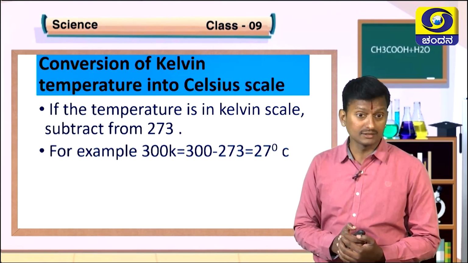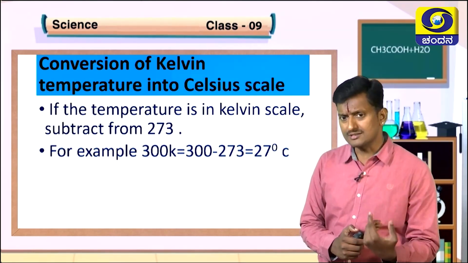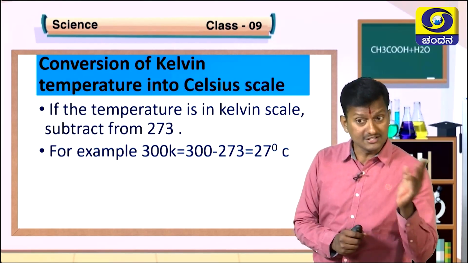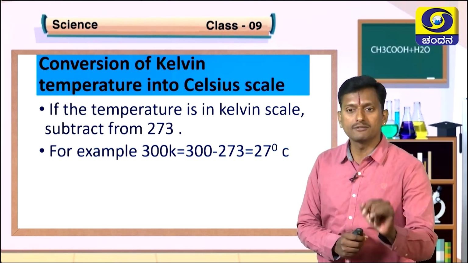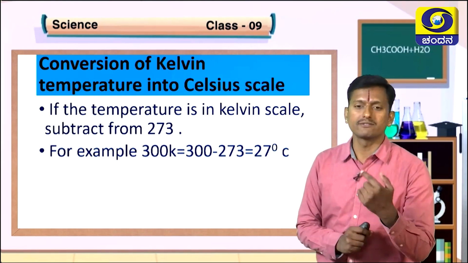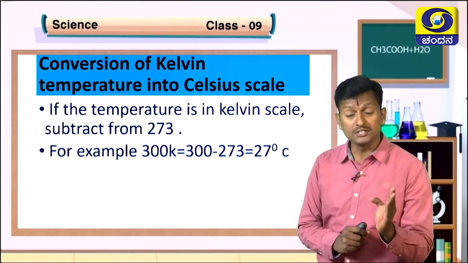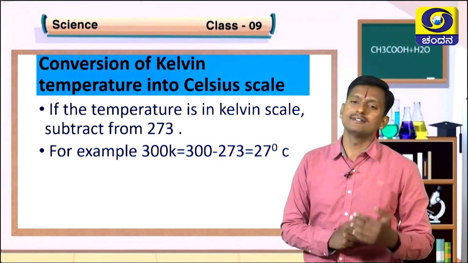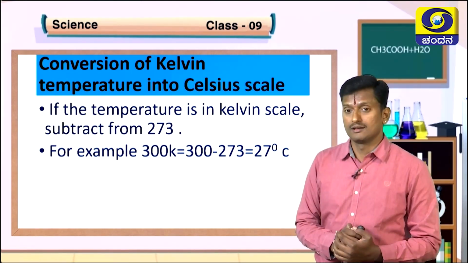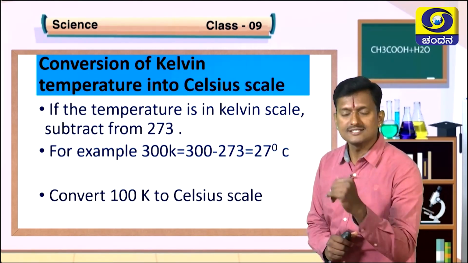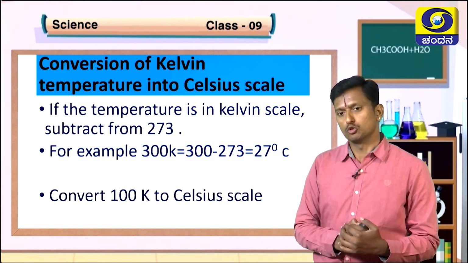For example, if the temperature is 300 Kelvin, and we want to convert this Kelvin to Celsius scale, we should subtract 273 from it, and we will get 27 degrees Celsius. That means 300 Kelvin is equal to 27 degrees Celsius. Understand? Now, just convert 100 Kelvin to Celsius scale. I think you will do it.